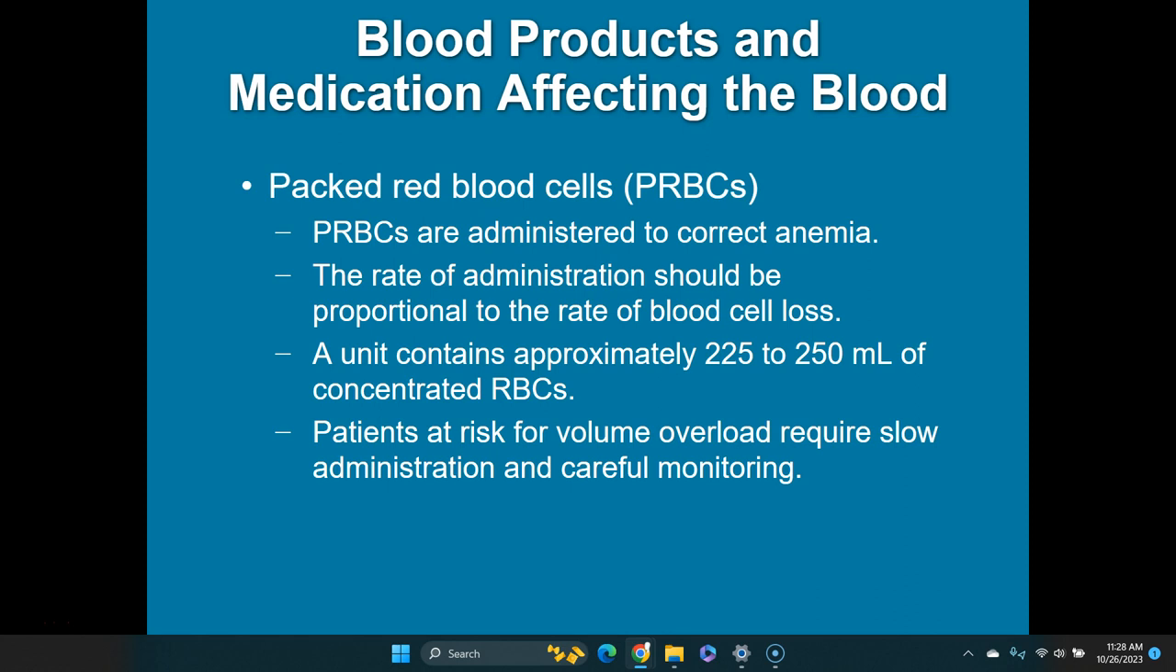If you give 1 unit of packed red blood cells, then typically we'll raise the hematocrit value by about 3. It says it raises the hemoglobin by 1 and the hematocrit by 3, generally speaking.